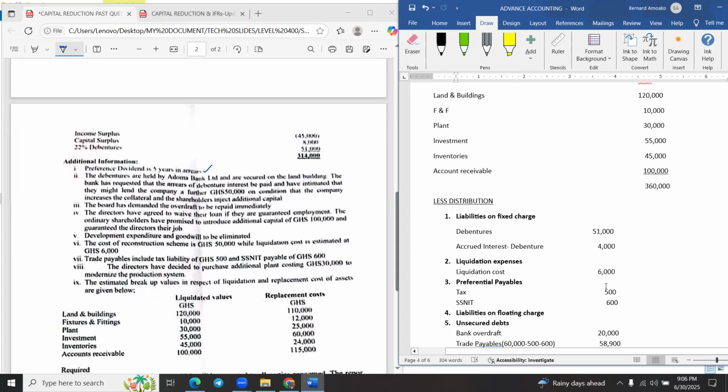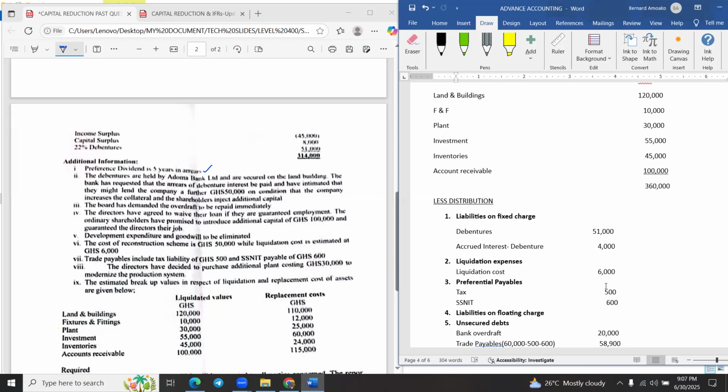Then the next step, which is step 3, talks about preferential payables, such as the debt the company owes a government institution or the debt the company owes its employees. These are the two things under preferential treatment payables that a company must honor. Going through the list, we realize that they owe taxes and they owe SNET. Point number VII says the trade payables include a tax liability of about 500 Ghana cedis and SNET of 600 cedis. These are considered preferential treatment.